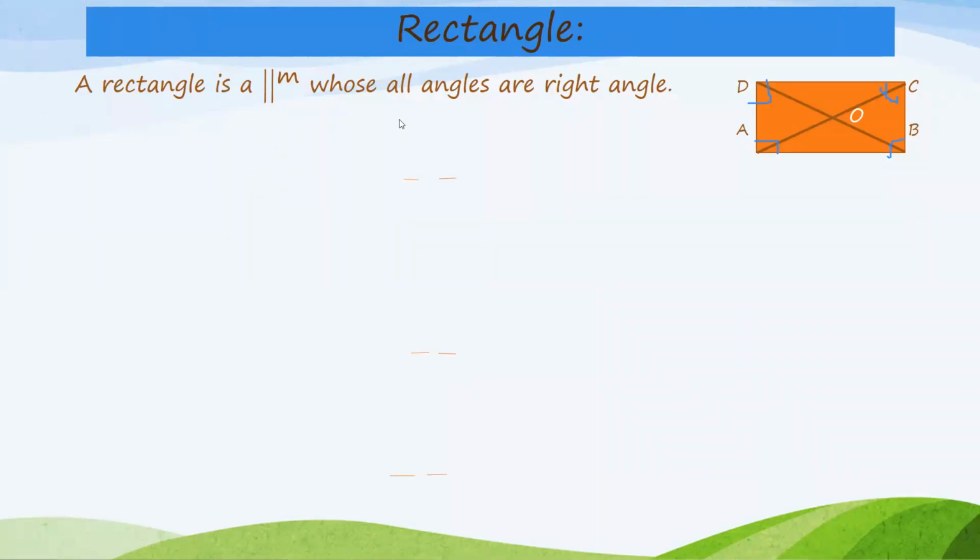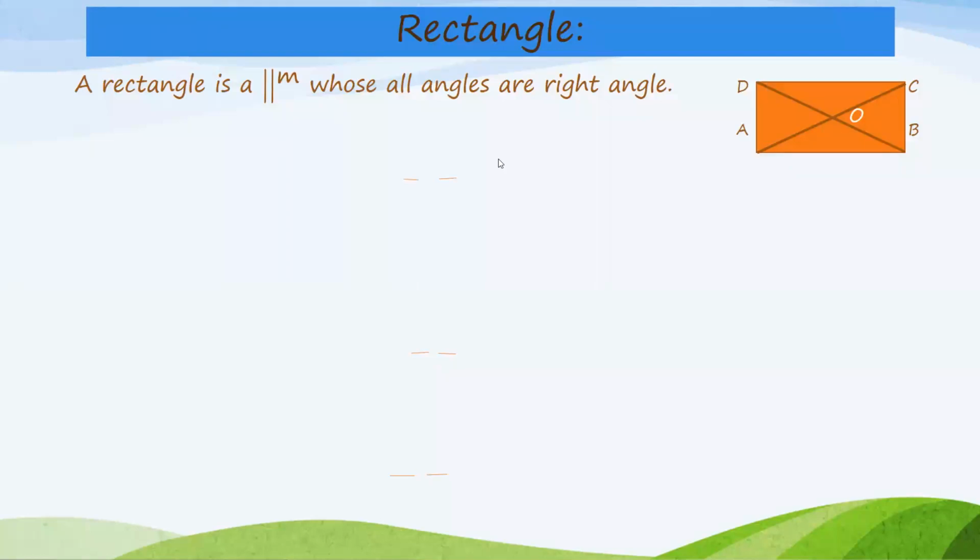So that's why it is written that the rectangle is a parallelogram. Okay, but all the angles of rectangles are of 90 degrees. So we can say that it's a parallelogram having all the angles right angle, whose all angles are right angle. Okay, so let's discuss the properties of rectangle.